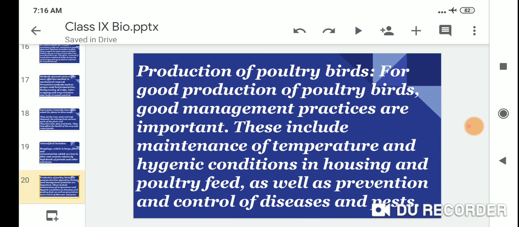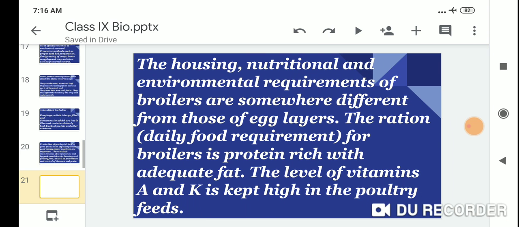Production of poultry birds. For the good production of poultry birds, good management practices are important. These include the maintenance of temperature and hygienic conditions in housing and poultry feeds, as well as best preparation and the control of disease and pests. The housing, nutrition, and environmental requirements of broilers are somewhat different from those of the egg layers.